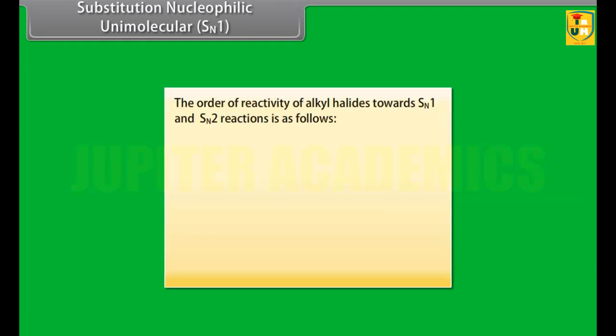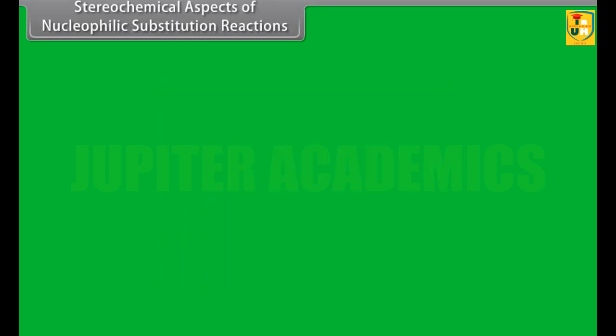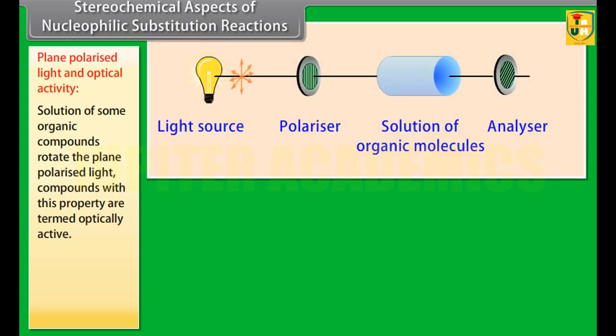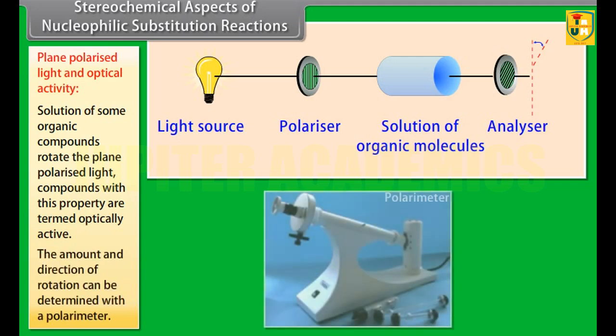The order of reactivity of alkyl halides towards SN1 and SN2 reactions is as follows. Stereochemical aspects of nucleophilic substitution reactions. Plane polarized light and optical activity. Solutions of some organic compounds rotate the plane polarized light. Compounds with this property are termed optically active. The amount and direction of rotation can be determined with a polarimeter.